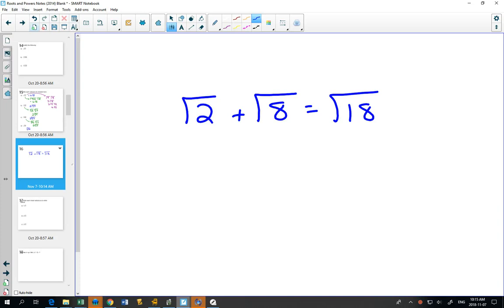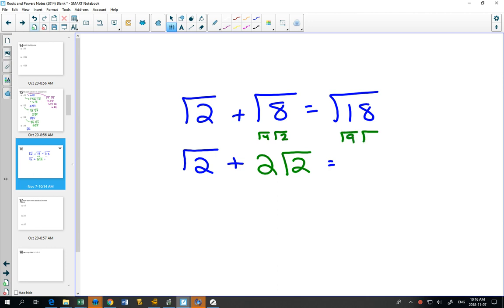Okay. Well, maybe if we could simplify these things, maybe this makes a little bit more sense. Can you simplify the square root of 2? No. That one would stay square root of 2. Can you simplify the square root of 8? Yes. What would it be equal to? Square root of 4 times square root of 2, and that would equal 2 root 2's. What about the square root of 18? It's 9 times 2. So can you see that it would equal 3 square root of 2's?